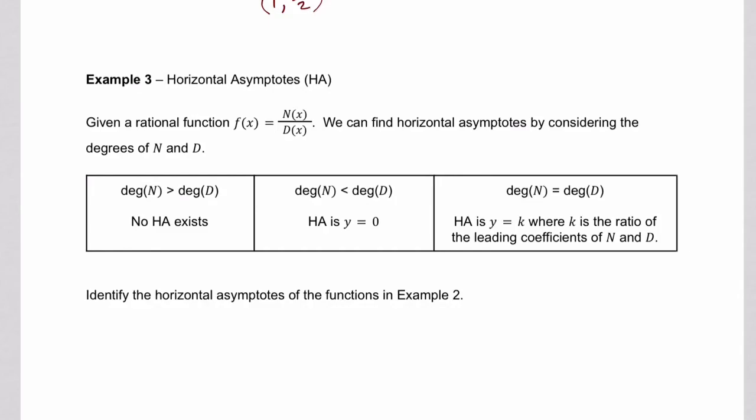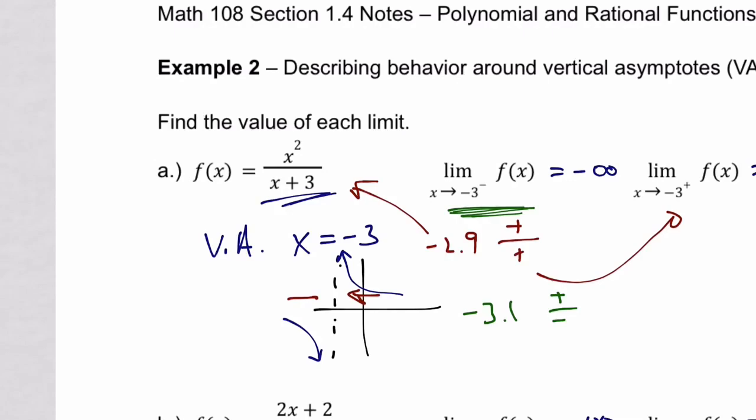Now let's take a quick look at horizontal asymptotes with the 3 examples up above using these facts about horizontal asymptotes. If the degree of the top is larger, there is no horizontal asymptote. If the degree of the top is smaller than the degree of the bottom, we'll always get a horizontal asymptote of y equals 0. And if the degrees are the same, we have to look at the ratio of the leading coefficients. So now we see in this first example that the degree of the top is larger, so there is no horizontal asymptote.